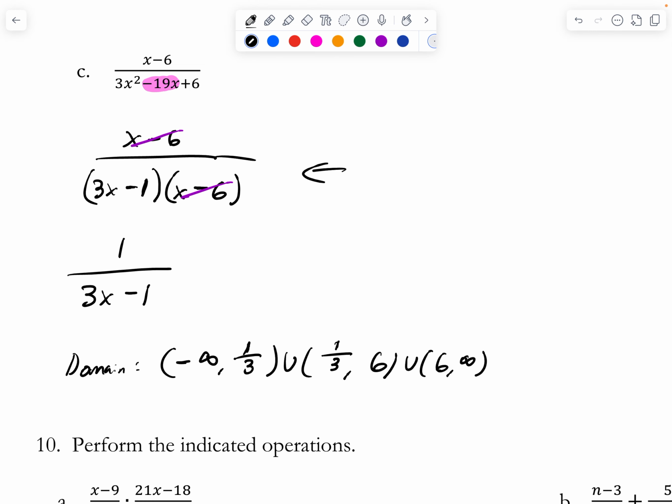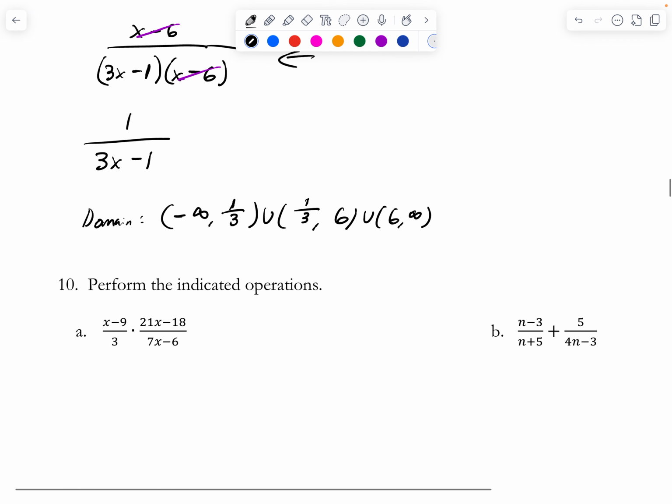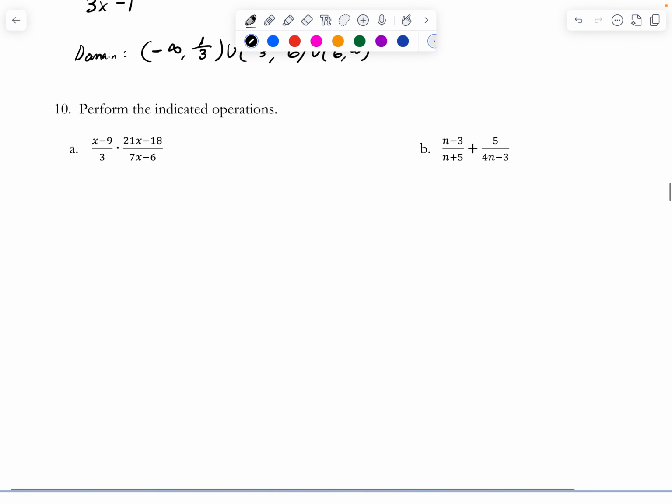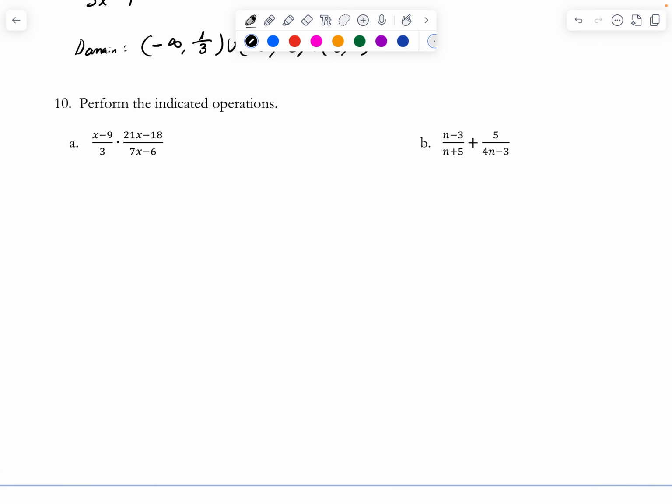All right, let's move on to doing some multiplication, division, addition, and subtraction. Now, I'm not going to do all of these in number 10 because I want to try to cut this into some shorter videos so people might actually watch more of it. But I'm going to do 5 questions in this video on performing operations, so A through E.